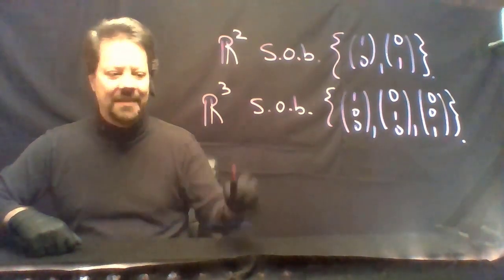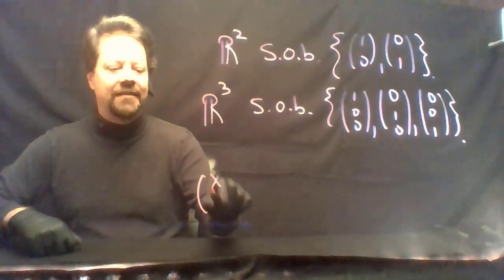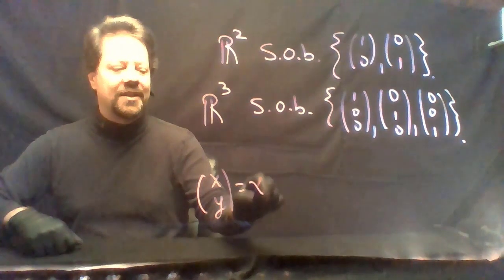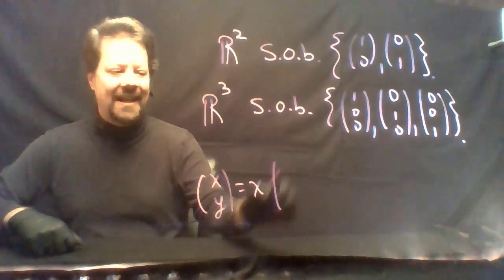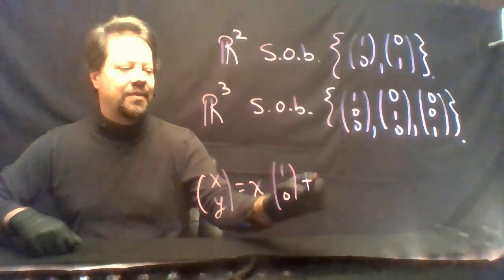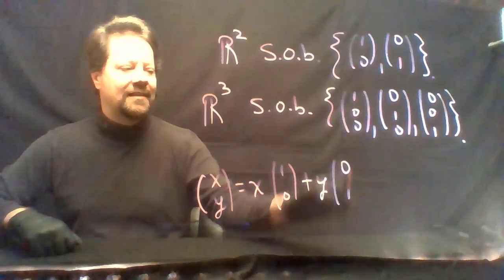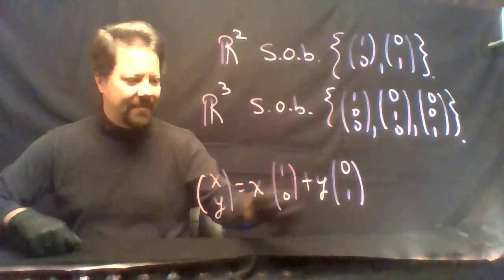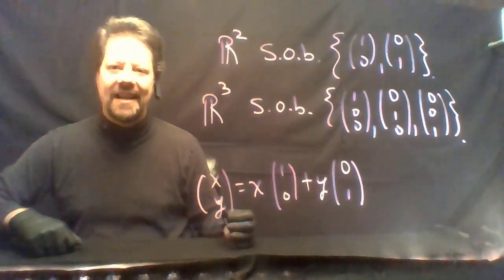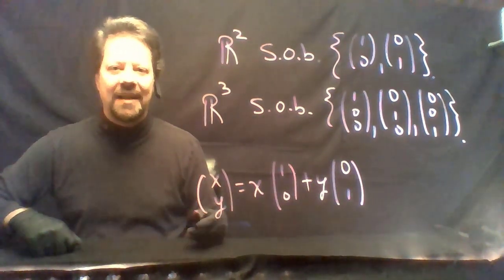For now, it's sufficient to note that any vector x, y in R2 can be expressed as a scalar x times 1, 0 plus a scalar y times 0, 1. Expressions of the form on the right-hand side are special, and we're going to give them a name.